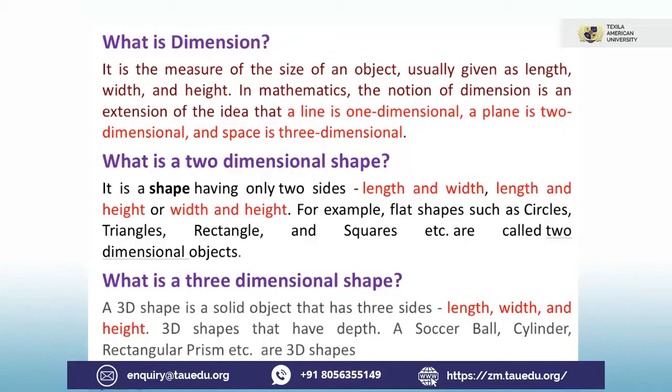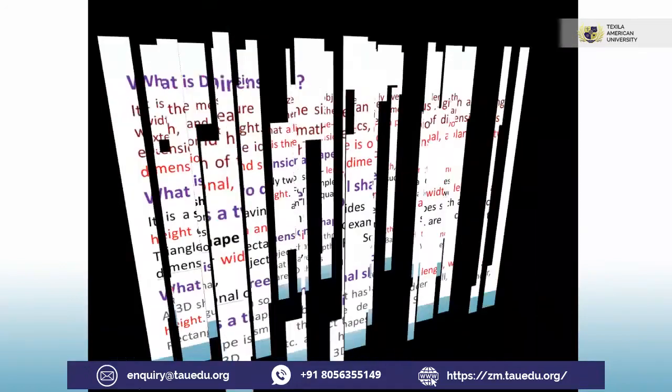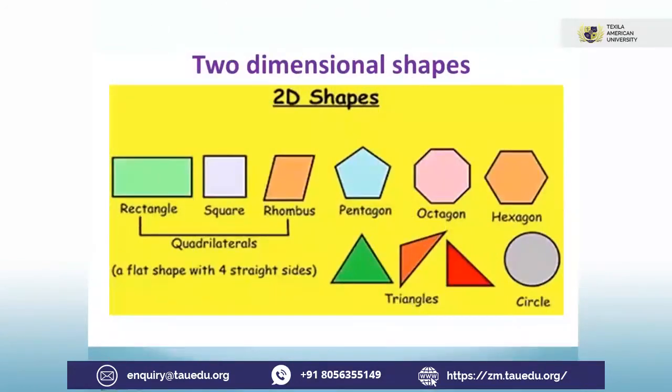What about three-dimensional shapes? A 3D shape, as it is called in short, is a solid object that has three sides: length, width, and height. 3D shapes have depth, which means they can contain other objects, or they have volume. A soccer ball, cylinder, rectangular prism, and more are three-dimensional shapes or 3D shapes.